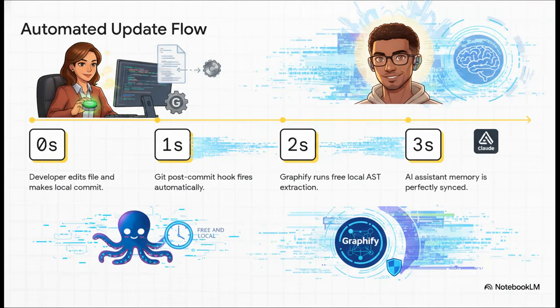Here's how that automated magic actually flows. Every single time you edit a file, make a local commit, or switch code branches, that post-commit Git hook fires off automatically in the background. Graphify instantly runs its Pass 1 AST extraction, which again is completely free and completely local, and updates your structured graph. The result? Claude Code instantly knows about your new changes without you lifting a single finger. Your AI memory is perfectly, seamlessly synced.